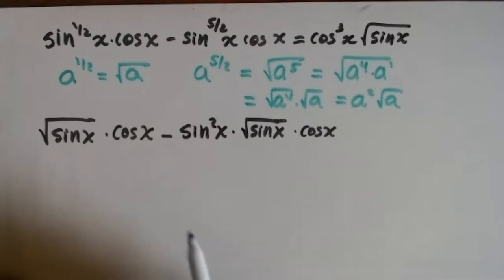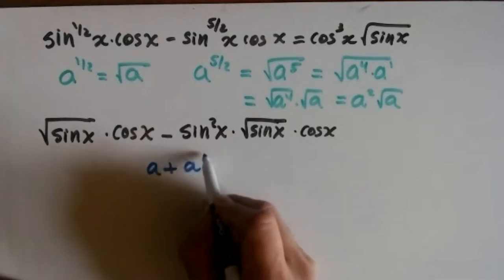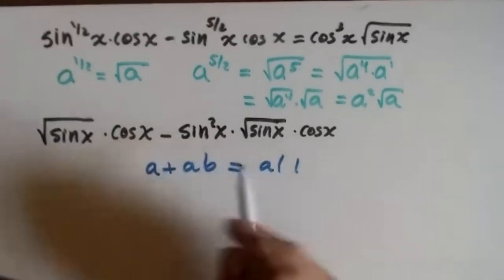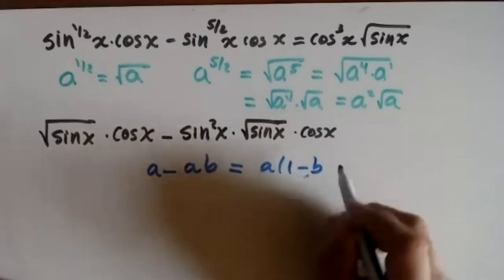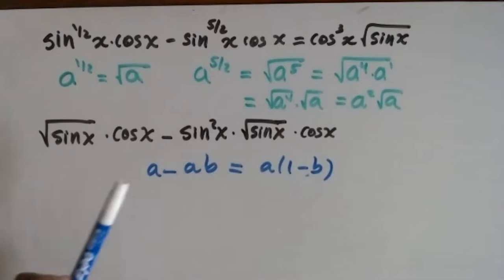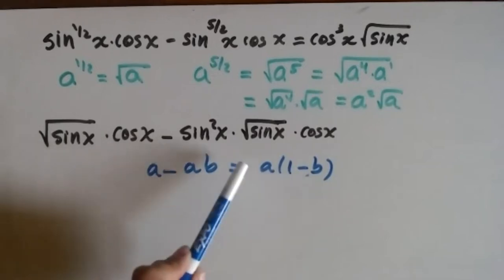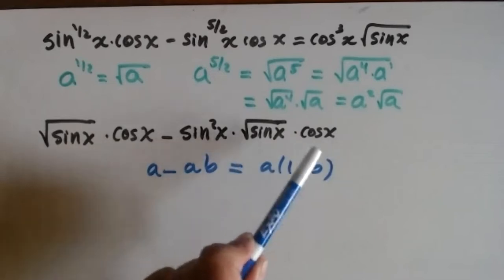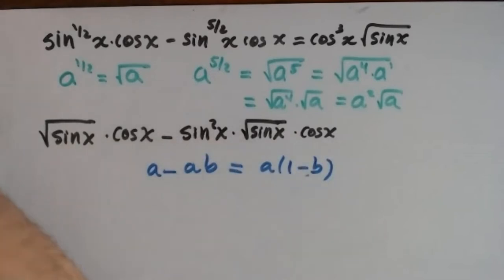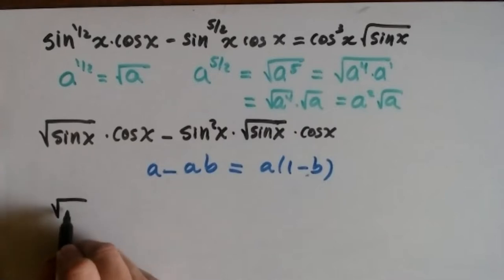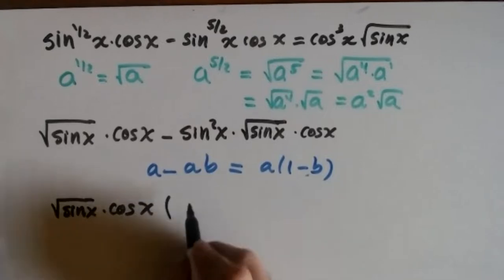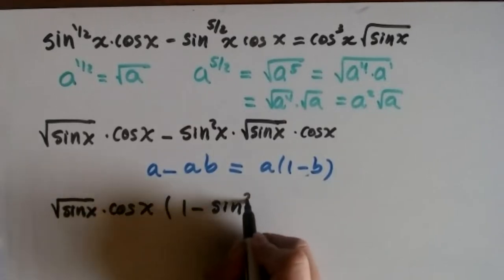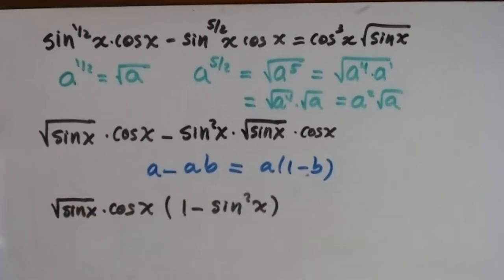And what I'm going to do is remember my basic algebra. A minus AB is A times 1 minus B. Correct? Algebra 1, I'm going to use it here because this term is exactly right here. So I'm going to factor. It's going to be the square root of sine x times cosine x, parenthesis 1 minus sine square x. And what is 1 minus sine square x? Cosine square x. It's okay.